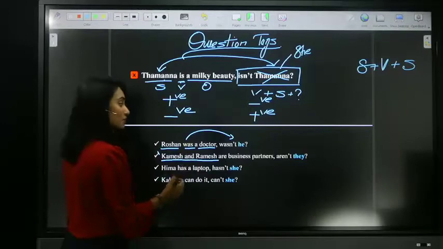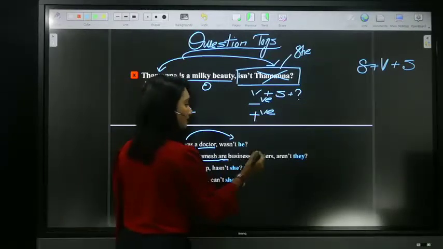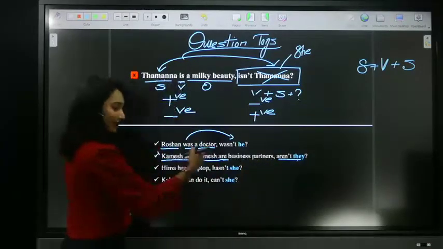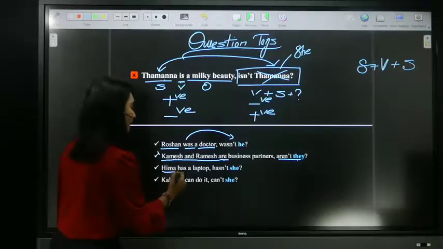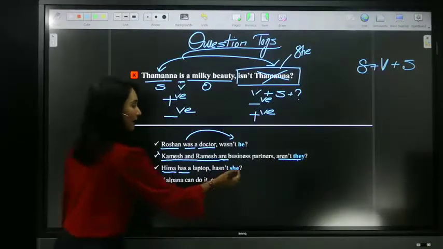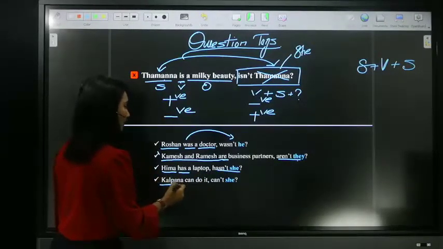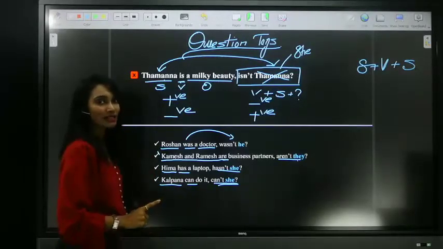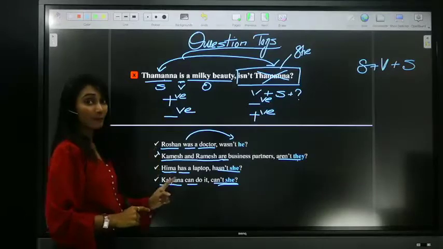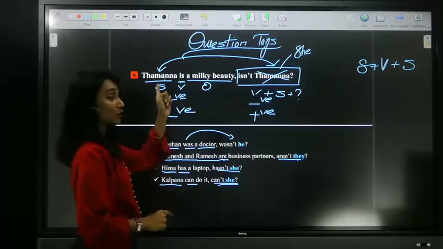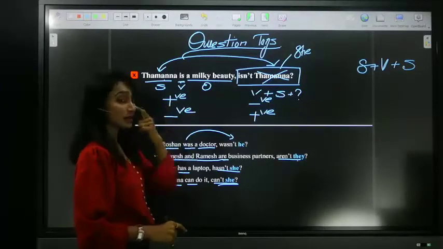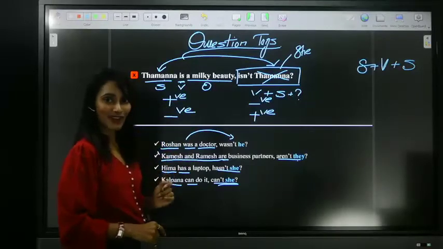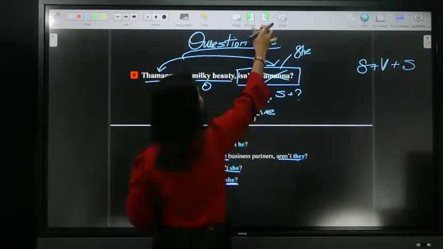Kamesh and Ramesh are business partners. Aren't they? Plural. Hima has a laptop. Hasn't she? Kalpana can do it. Can't she? So remember guys, question tags are made with the pronoun part of the subject, not the noun form. Right?